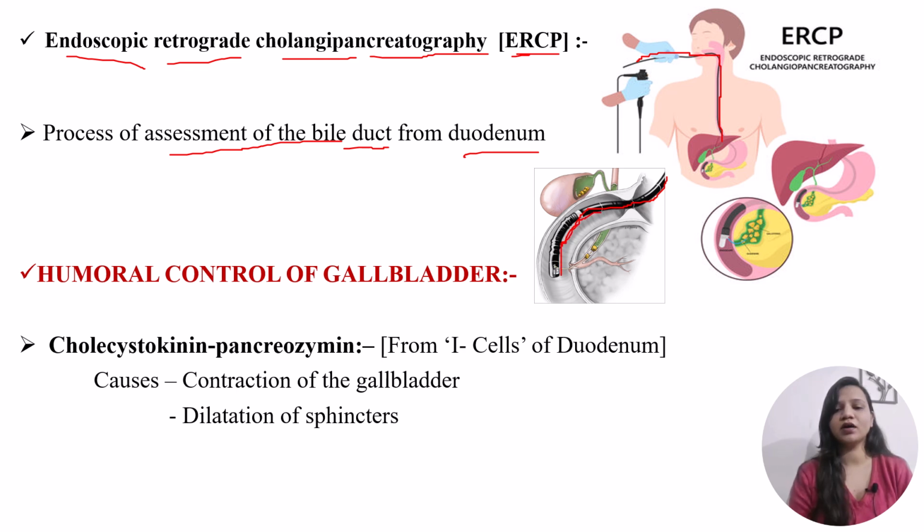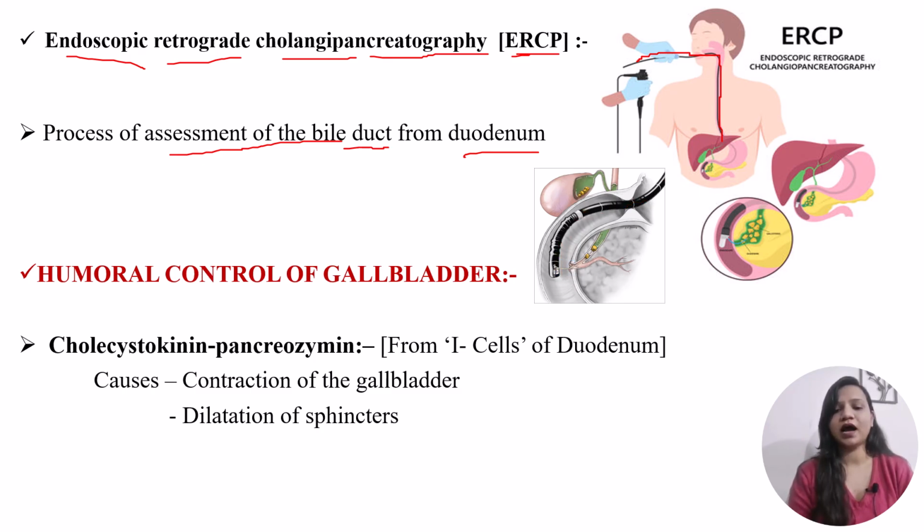Here it is entering into the second part of the duodenum, and then the endoscope is positioned opposite to the major duodenal papilla. We have already discussed in the previous lectures what the major duodenal papilla is and where it is located. So the endoscope is positioned just opposite to the major duodenal papilla, which is also called the papilla of Vater, and then after that the catheter is passed.